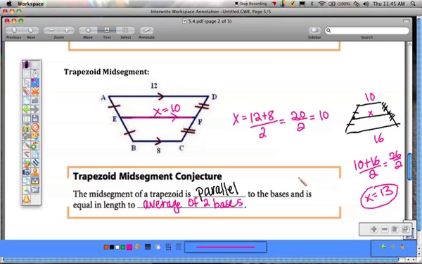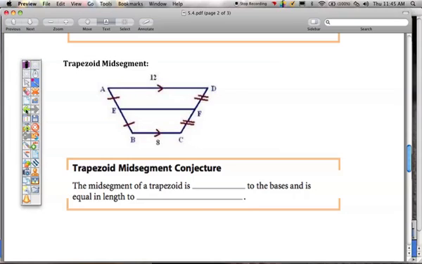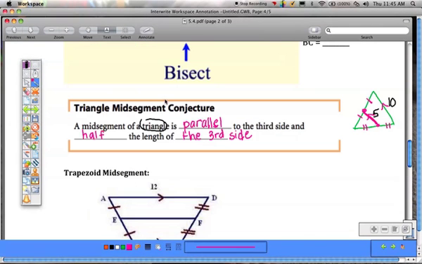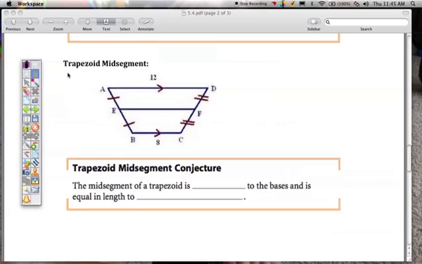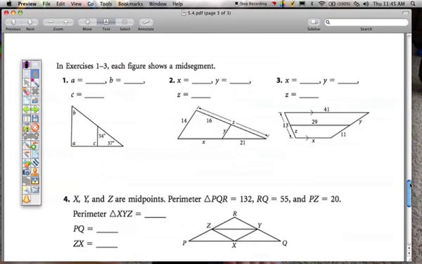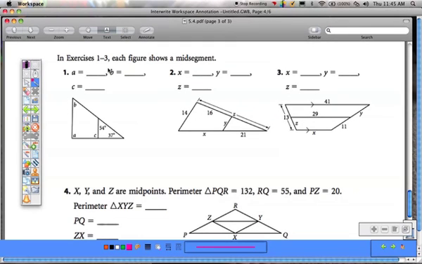Okay. Let's practice using these three properties. So again, you have the trapezoid midsegment conjecture where it's parallel to the bases and equal to the average of the two bases. We have the triangle midsegment, which is half of the third side and also parallel. And then we have the four congruent triangles conjecture. So let's practice using those. Here's similar problems right here. Each figure shows a midsegment. So solve for A, B, and C.